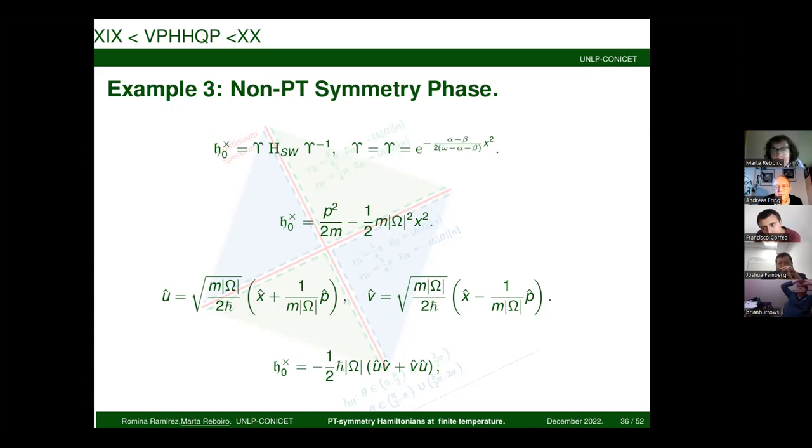To my knowledge, there is not much on temperature, system temperature, when the system is modeled by a non-Hermitian Hamiltonian. No, on this I agree.